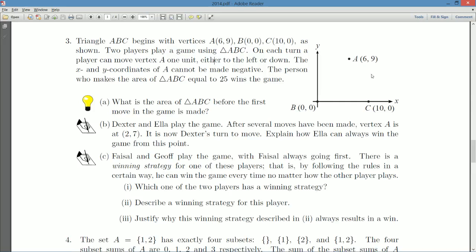So it looks like we can only move A, we can't move B or C. A can only move this way or this way, and we'll probably get into combinations as the people play the game. So part A: what is the area of triangle ABC before the first move in the game is made? So what is the area of this triangle as it is?